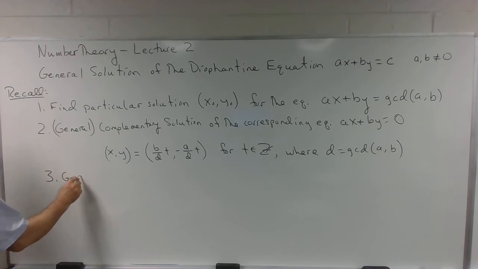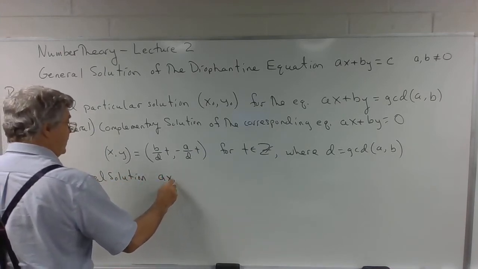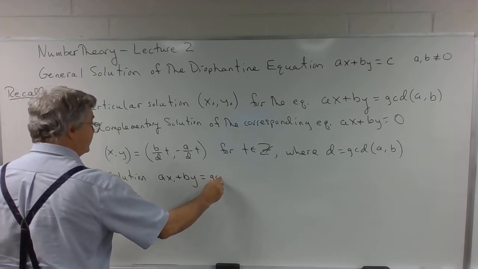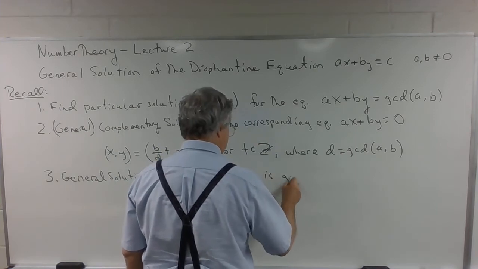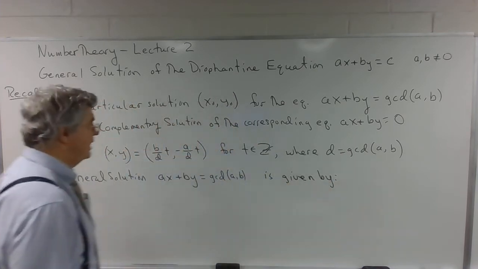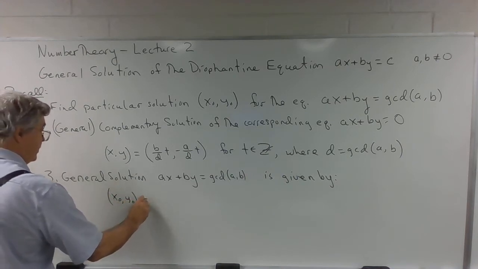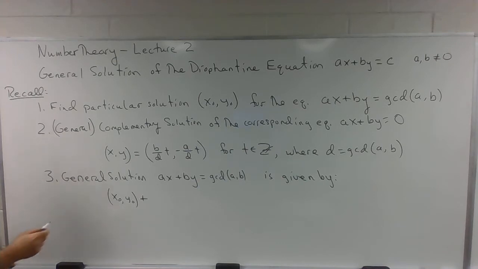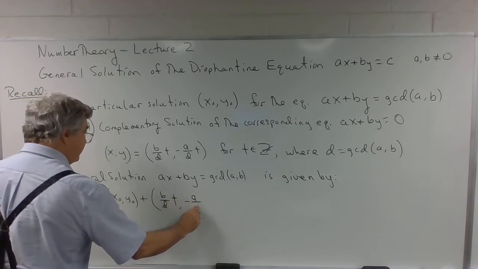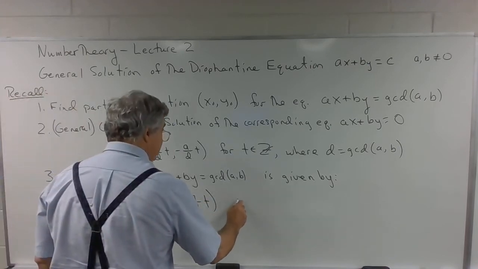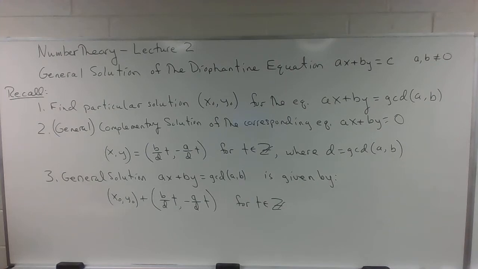And we learned the general solution of the equation ax plus by equals the greatest common divisor of a and b is given by the particular solution x sub naught, y sub naught, plus the general complementary solution, b over d times t, negative a over d times t, for all integer values of t. That we've learned how to do.